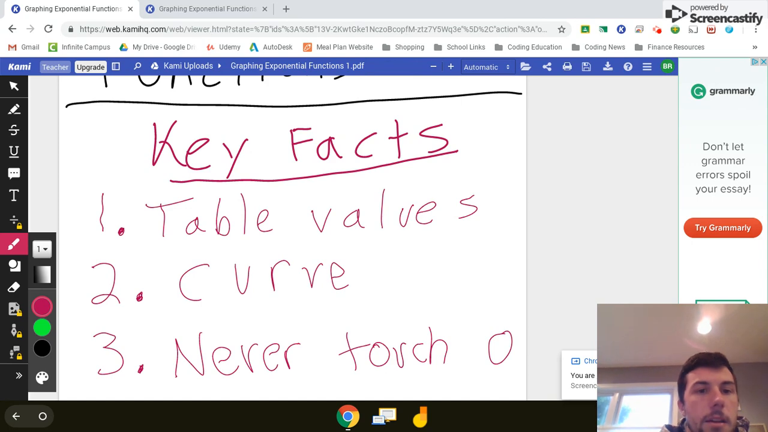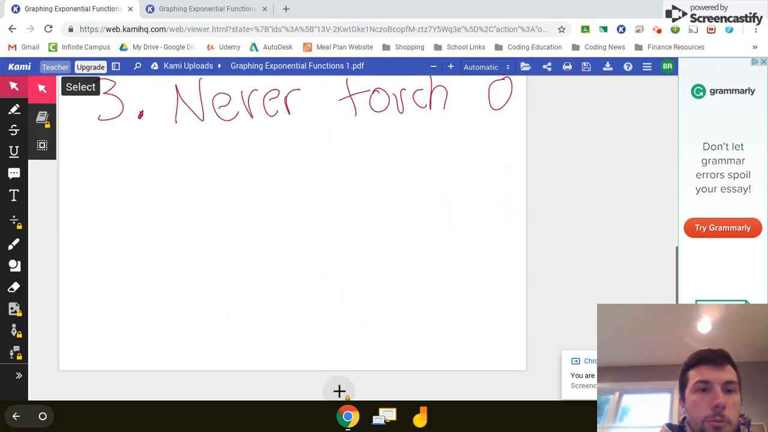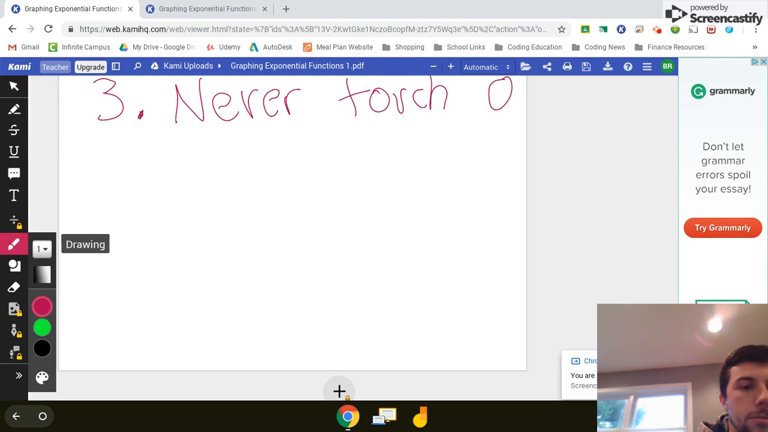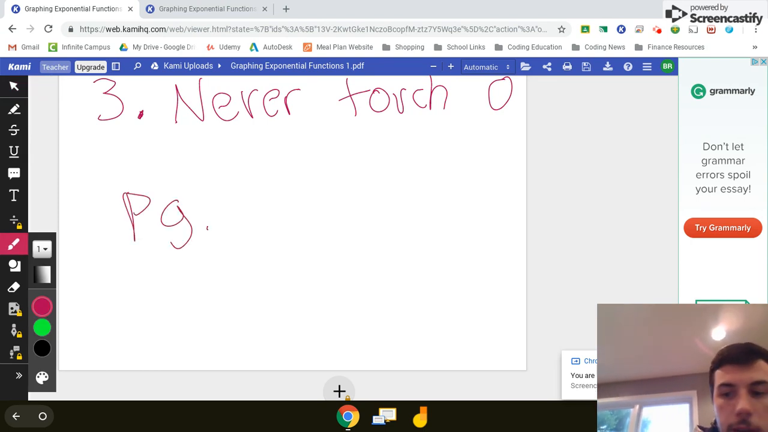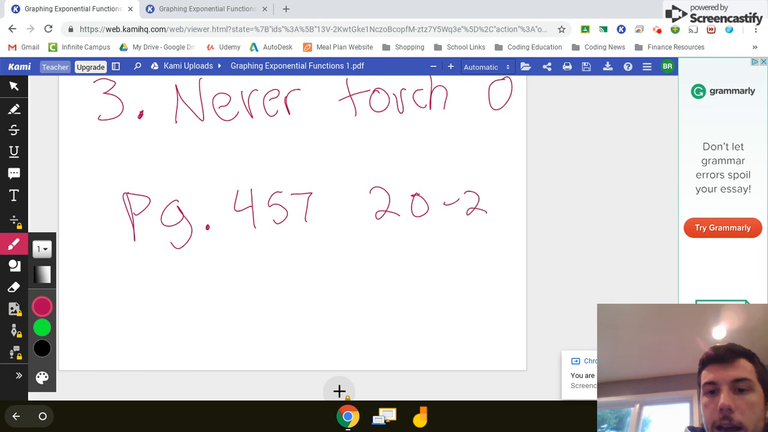Okay. And then, so down at the bottom of this page, I'm going to write your bookwork, and I'm going to be hounding you in class to make sure that you are doing this, okay? But it's page 457, problems 20 through 29, and please do all of them, all right?